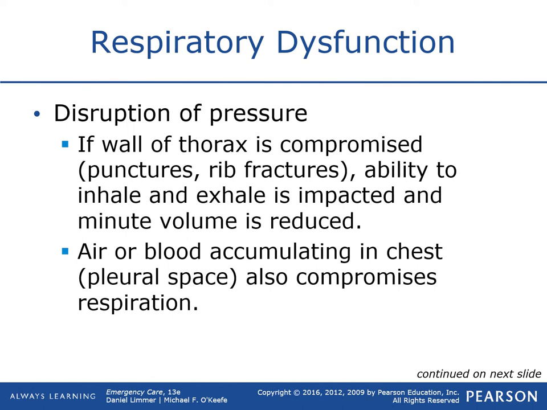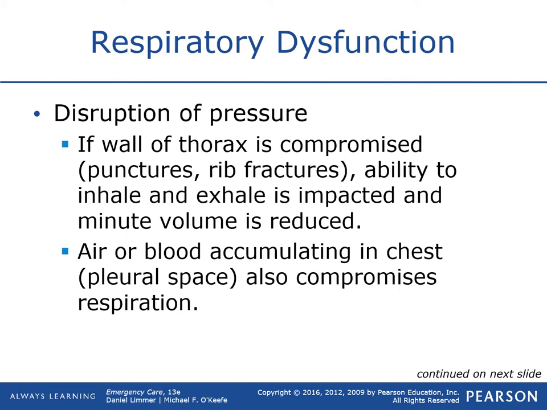So we can't have disruptions to that sealed vault, because if you have disruptions to the sealed vault, then you can't create the proper amount of negative pressure needed to take an inhalation. So if you compromise the wall somehow, a few ways are puncture wounds, like if you're stabbed in your chest wall or shot. Another one is rib fractures. If one of your ribs breaks and goes into your chest wall, that will affect the seal of the vault. So you are going to have a much harder time getting that negative pressure to the point that is needed for air to come in, and that will disturb your respiratory function.